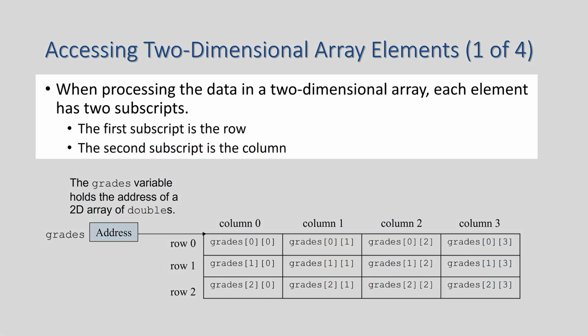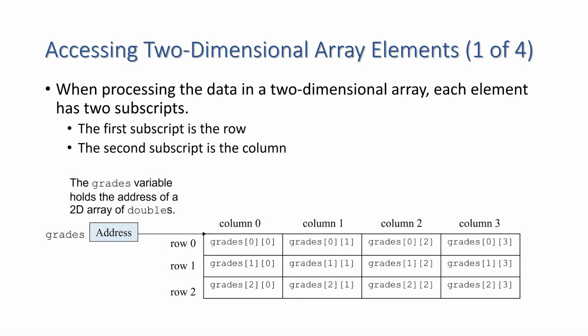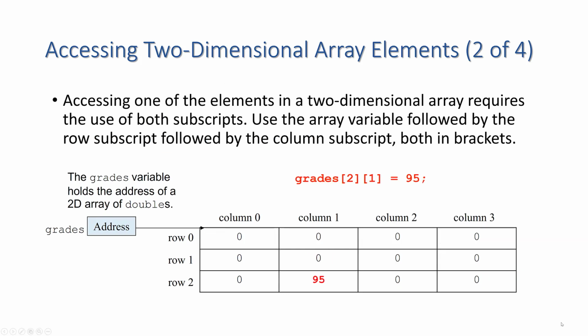To process the data in a two-dimensional array, you must use two subscripts. The first subscript is always the row subscript, and the second is always the column subscript. To assign a 95 to the element at row 2, column 1, you must use the array reference variable grades, followed by the row subscript, then the column subscript, both in brackets. So, grades sub 2, 1 equals 95 places a 95 in row 2, column 1.